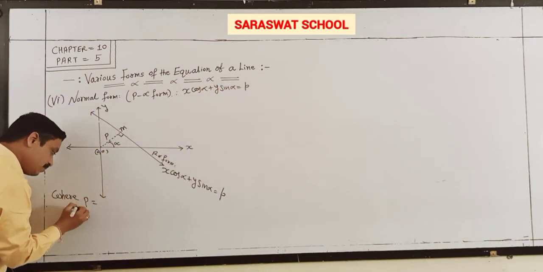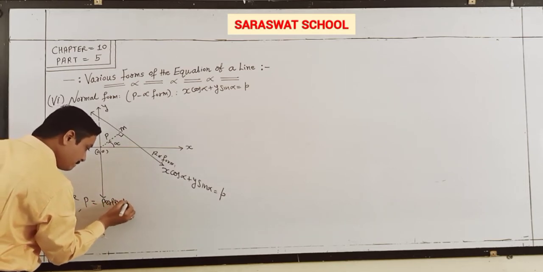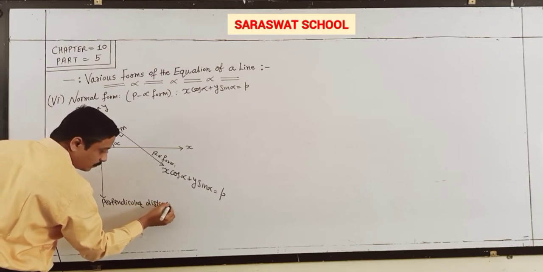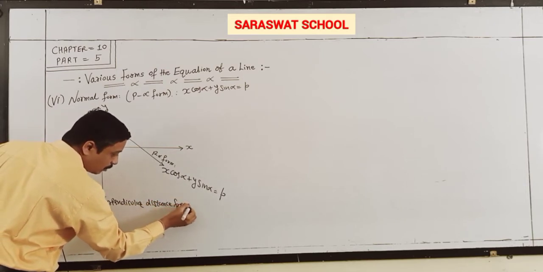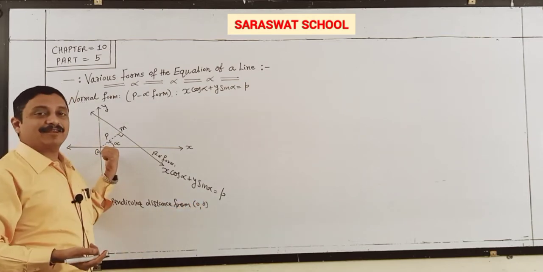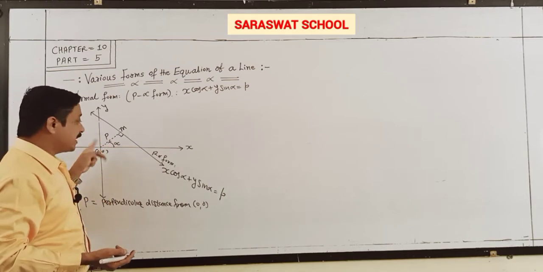the perpendicular distance from the origin. That's your p. And alpha is the angle between the x-axis and that perpendicular.